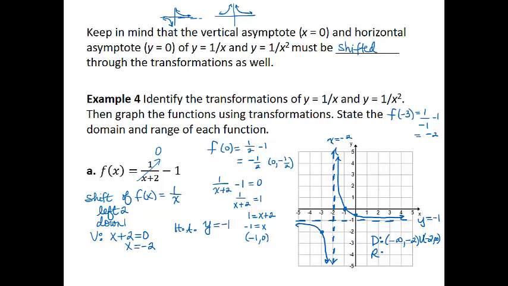And our range is reading the graph from bottom up. So we have two pieces. We have to go from negative infinity up to this horizontal asymptote. So that would be from negative infinity to negative 1 union, and then the graph picks up again to go from negative 1 up to infinity.